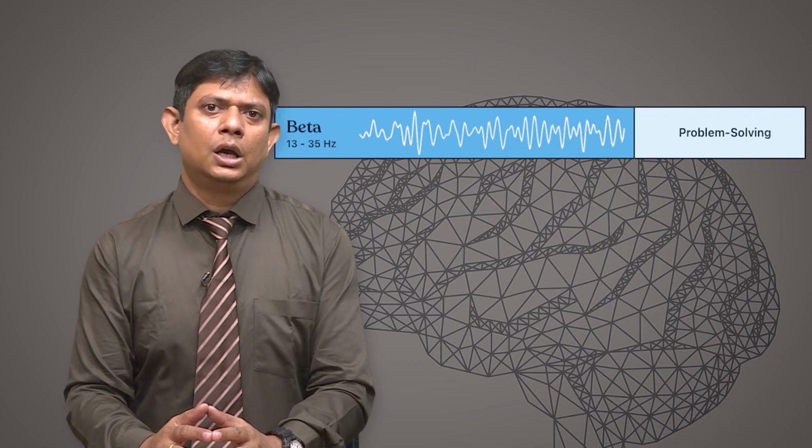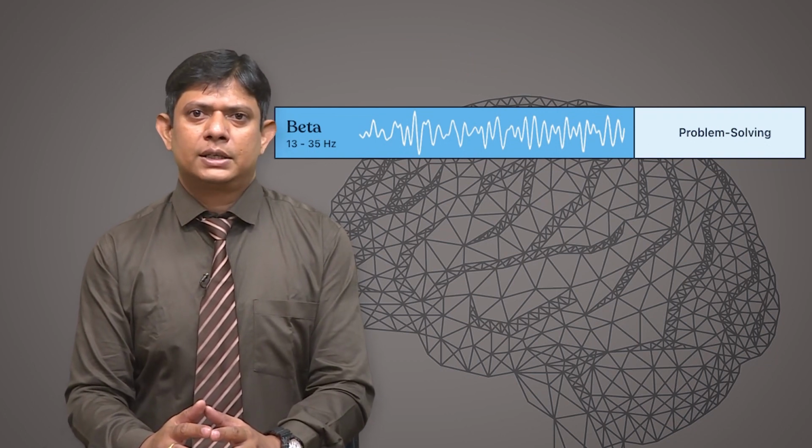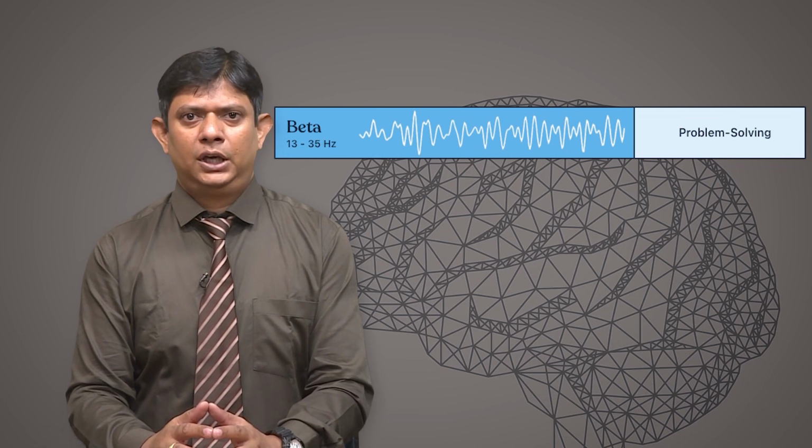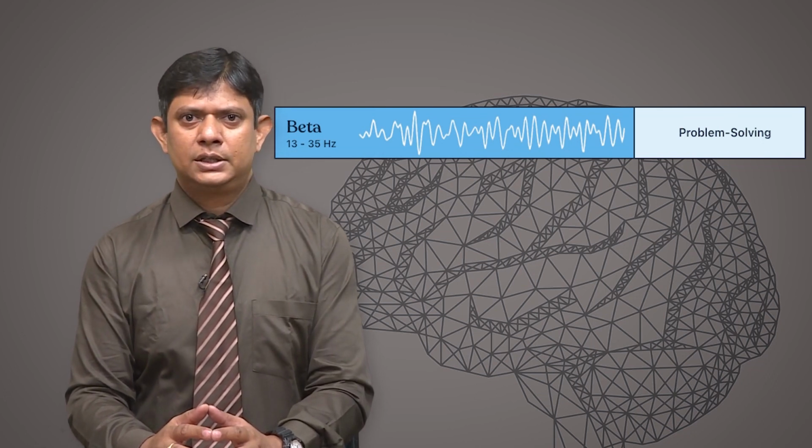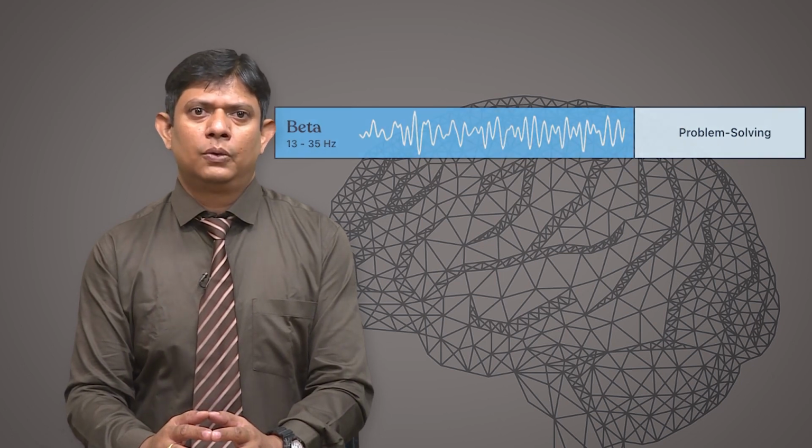The second wave is the beta wave. It ranges from 14 to 30 hertz. Beta waves are seen when a person is awake, alert and actively engaged in mental activities. They are linked to focused attention, problem solving and cognitive processes. Beta waves are prominent during tasks that require concentration, logical thinking and active decision making.